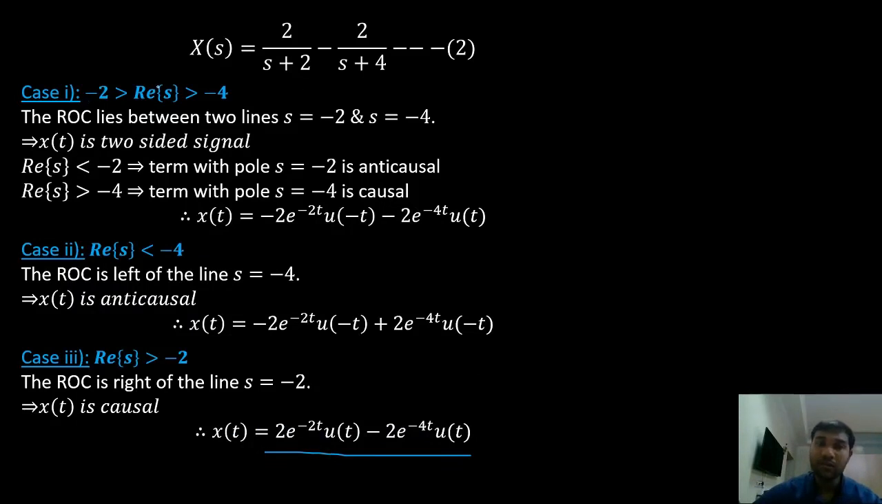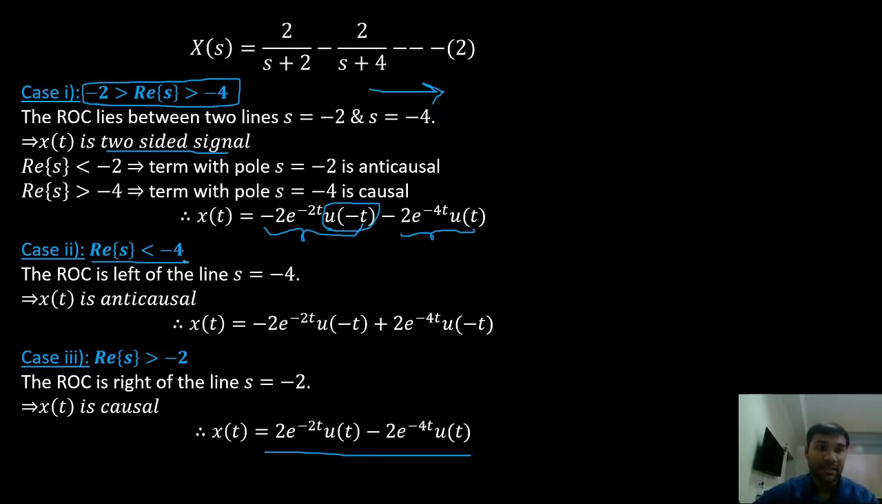If you observe here, in the first case, the ROC is between two lines. ROC is between two lines means the signal is a two-sided signal. So this is the anti-causal part because it has u of minus t, and this is the causal part which has u of t, right? Since the signal is two-sided, it will consist of both anti-causal and causal terms.